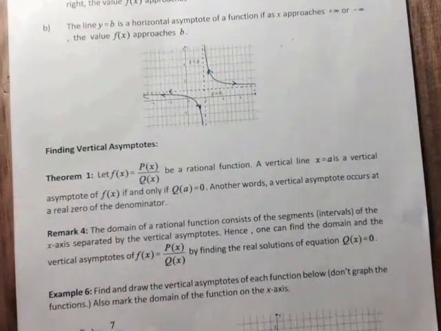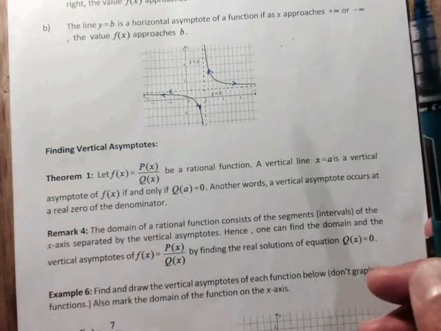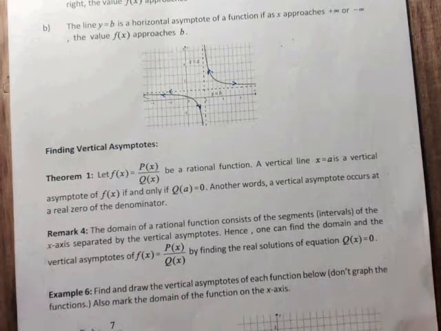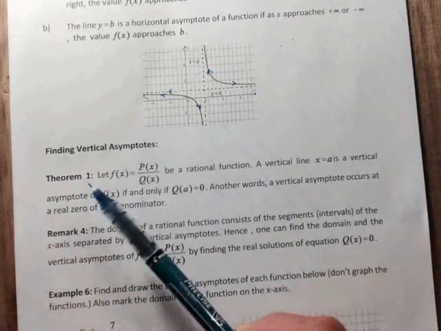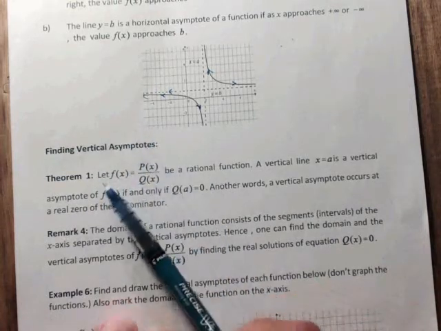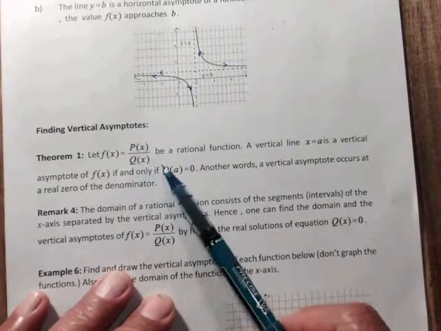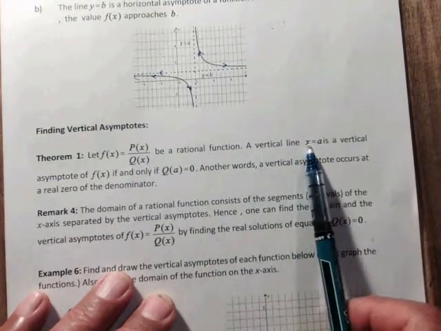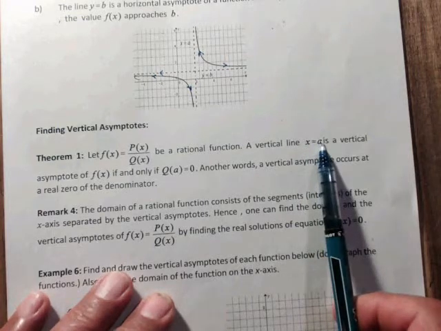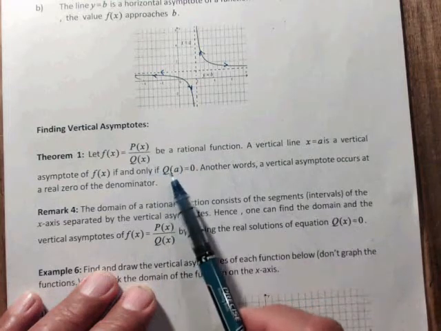Okay, I understand now what asymptotes are. I know the asymptote, I know horizontal asymptote, I understand vertical asymptote, I understand slant asymptote. Just tell me, how do I find them? This theorem tells you how to find them. So this theorem says if you have a rational function p of x over q of x, then a vertical line x equals a is a vertical asymptote if this a makes the denominator 0.